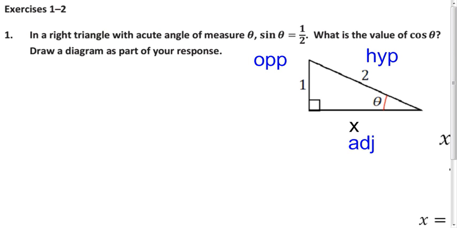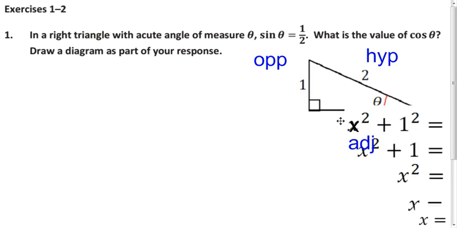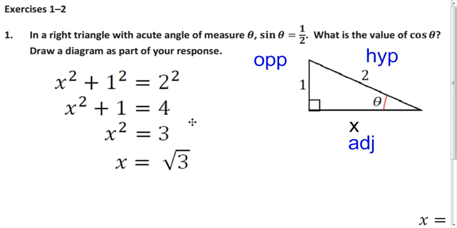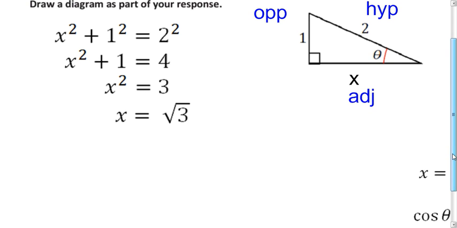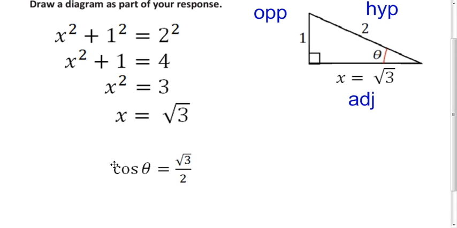So that's x. So one way to figure out what x is is to use Pythagorean theorem. And we end up with square root of 3. Now maybe you notice that when the hypotenuse is double the length of one of the legs, you know it's a 30, 60, 90, so this would have to be square root of 3. Regardless of how you did it, that's the answer. And so cosine is square root of 3 over 2.